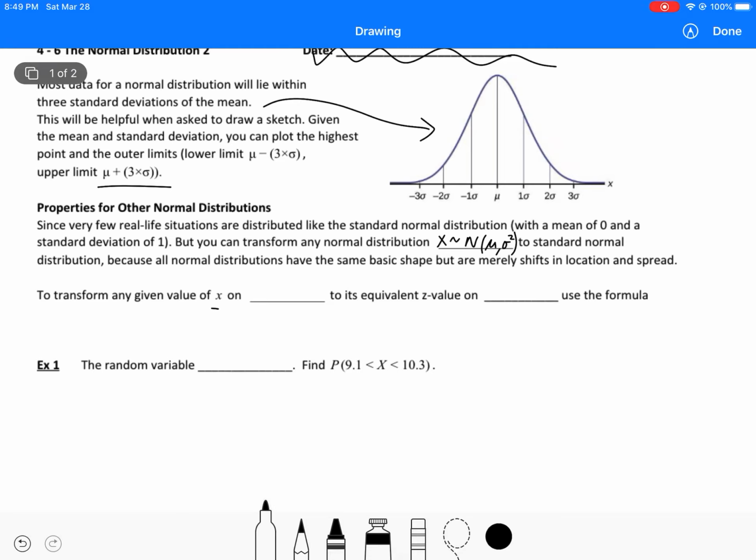To transform any given value of x, that's the position on the x-axis of a normal distribution represented by X ~ N(mu, sigma squared), to its equivalent z value, you can use the formula z equals x minus mu over sigma. This is like taking the current position and shifting it so that the graph lies on a standard normal distribution.